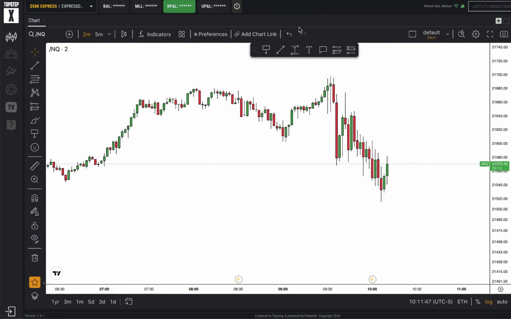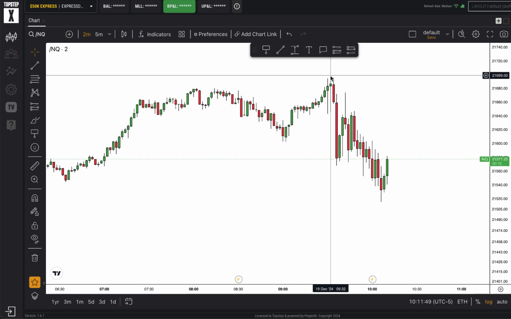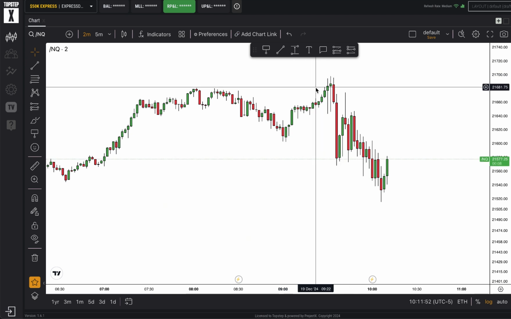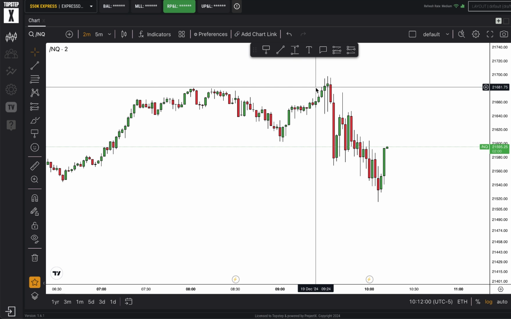I'm going to erase all of this. I put it back up. So I'm like, okay, cool. So when it passed it, one of two things can happen. Price can either continue to go up or price is going to drop. One of those things can happen, okay?